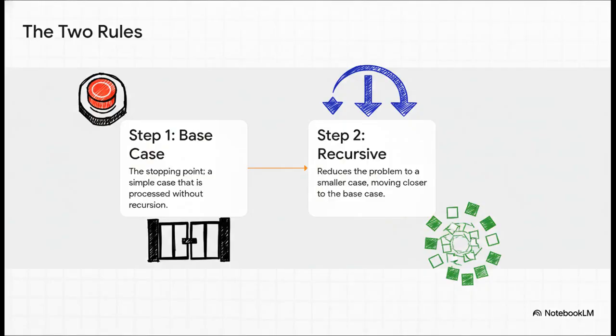Okay, rule number one is the base case. Think of this as your emergency brake. It's the absolute stopping point. It's the smallest, simplest version of the problem that can be solved directly with no more recursion needed. Then you've got rule number two, the recursive case. This is the part that does all the work. It breaks the current problem down into a slightly smaller one and then calls itself to solve that smaller piece. The most important thing here is that every single recursive step has to move you closer to that base case.